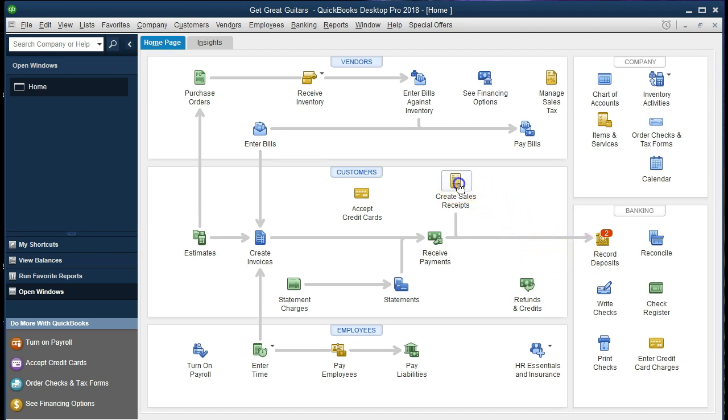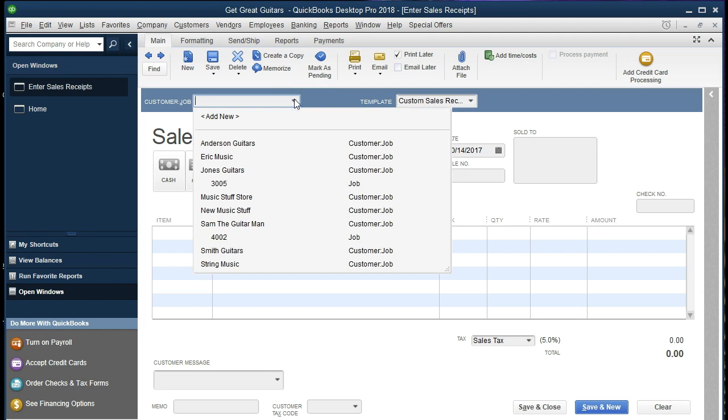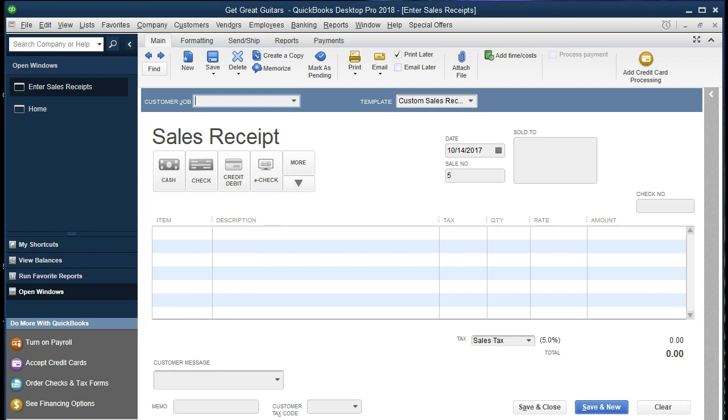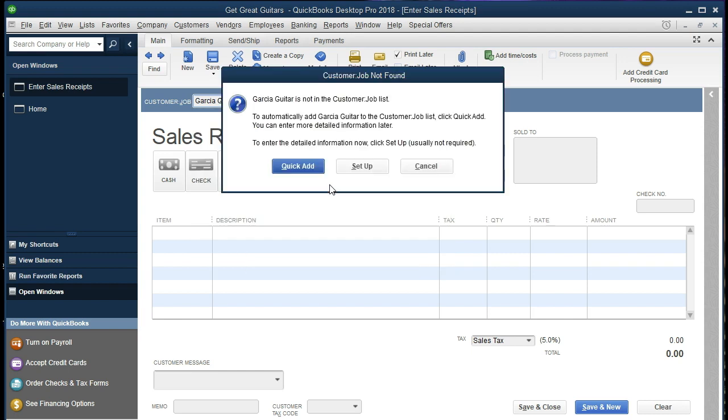So we're going to create sales receipt, and we're going to have a new customer. So if we select the drop down, we got Garcia Guitar, and it's not here at this point. So we're going to have to add that. Fastest way to add the customer would be just to type in customer name, and then we're going to select tab, and it's going to ask us to add the customer. We don't have the customer in our list. We're going to say yes.